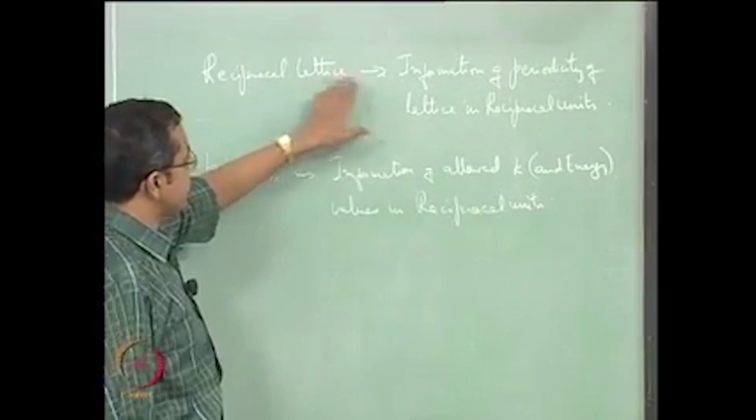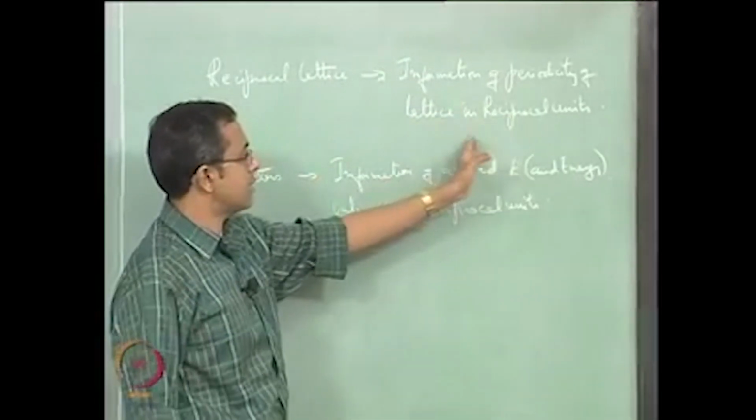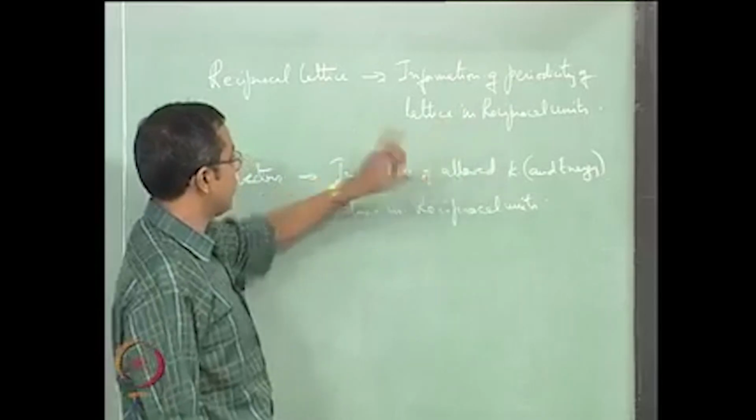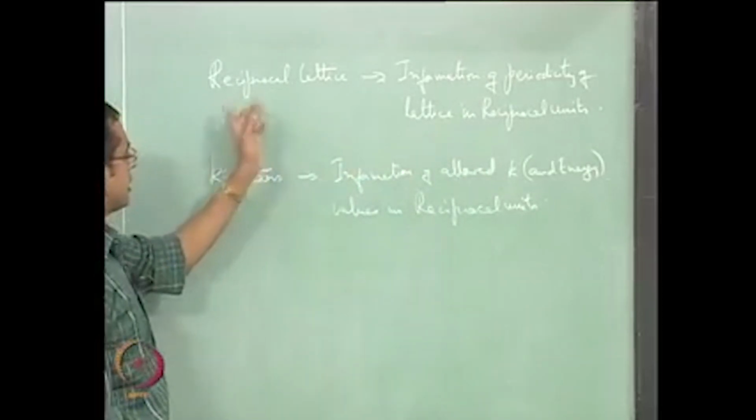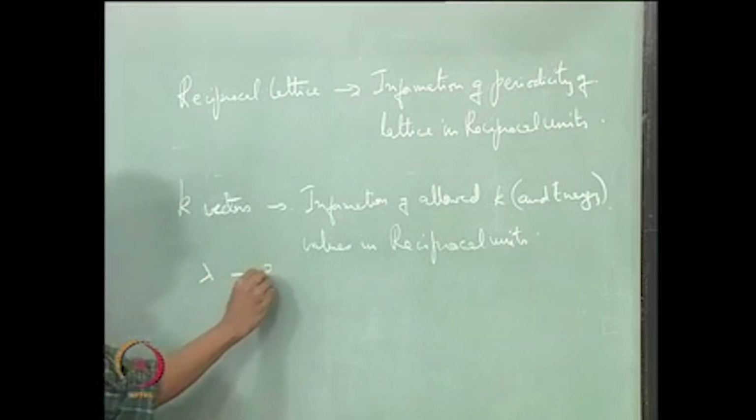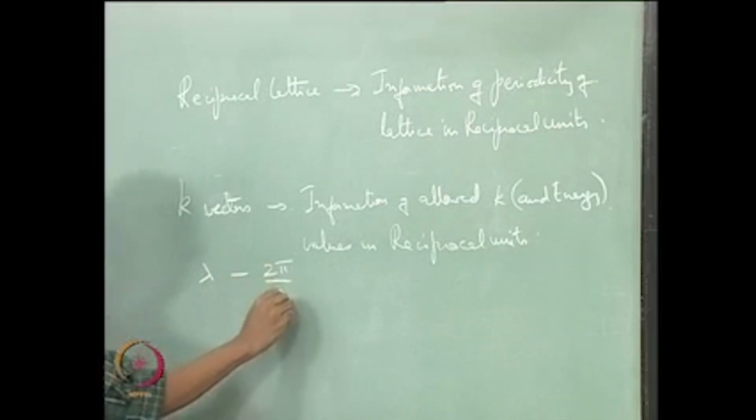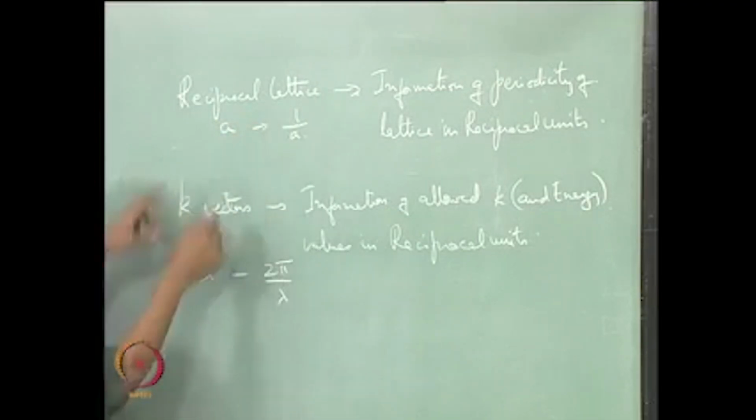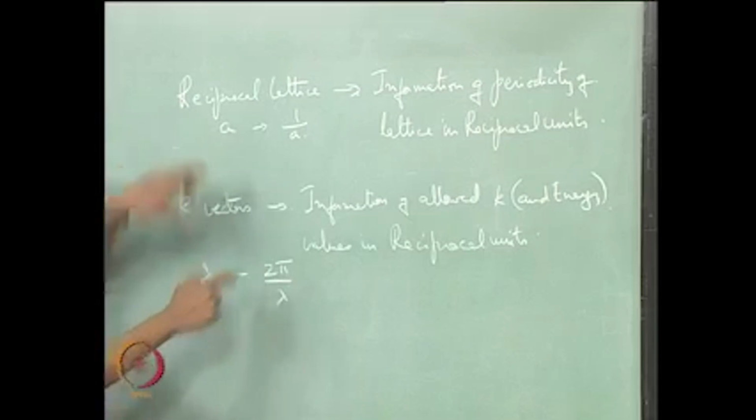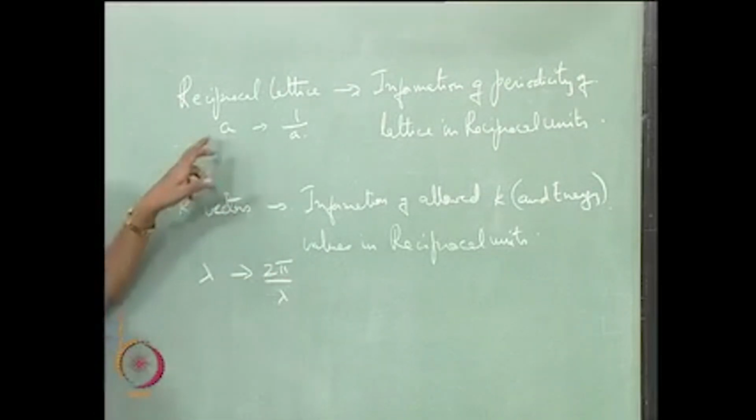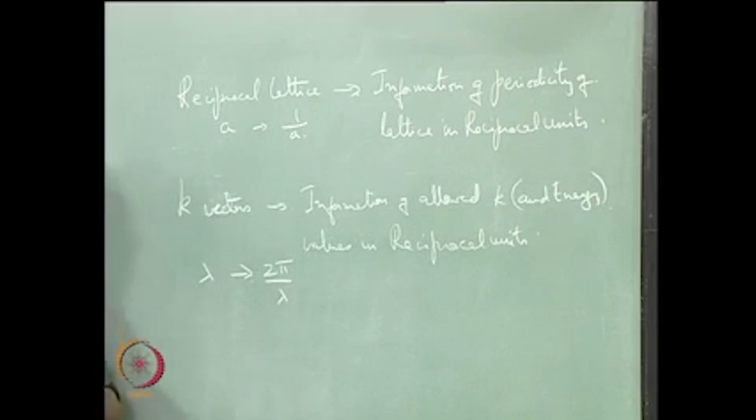this is the reciprocal lattice, which captures the information of the periodicity of the lattice in reciprocal units of the structure. The only difference is in the manner in which we discussed it: lambda is being represented as 2 pi by lambda here, and here a was being represented as 1 by a. So the difference is that there is a scaling factor of 2 pi. I will just put an arrow here. Lambda is represented as 2 pi by lambda, a is represented as 1 by a.